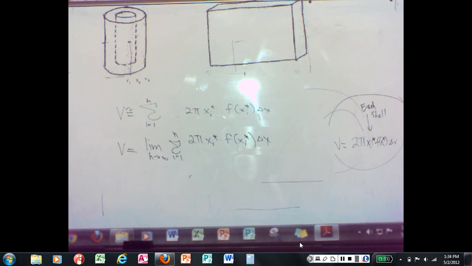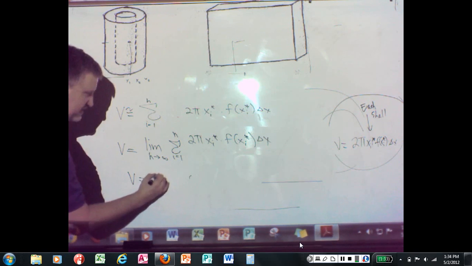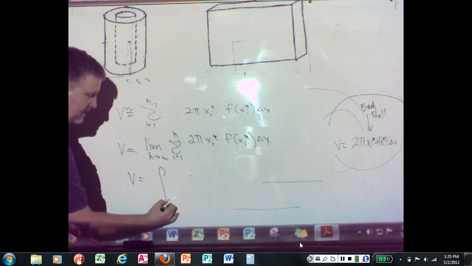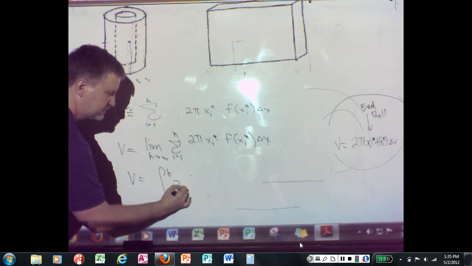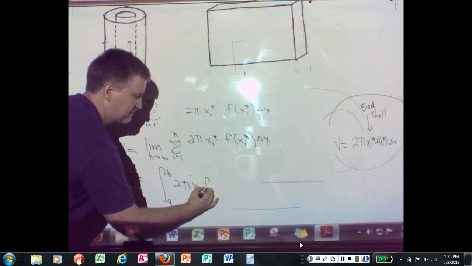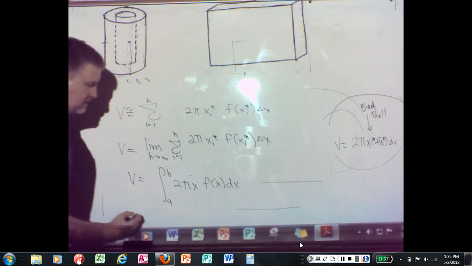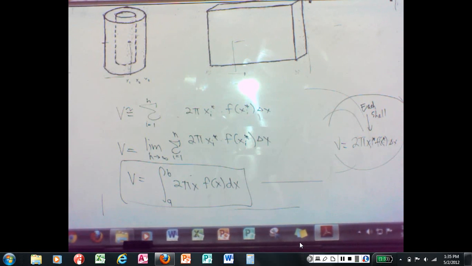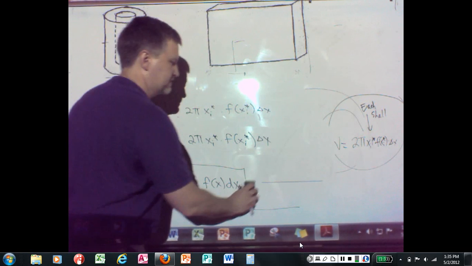But if we do that, what is this? That's an integral, isn't it? We're talking about an integral. The volume is, this stuff just turns into the integral, a to b, of 2 pi x, f of x dx, isn't it? 2 pi x, f of x dx. That is called the shell method.